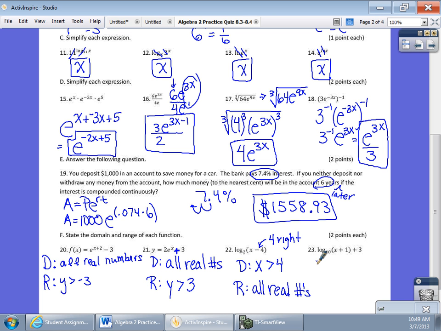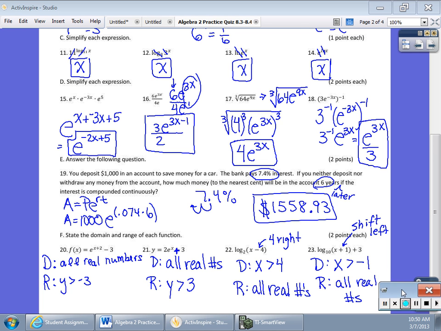All real numbers, and I'm just going to shorten numbers to be the number symbol. Over here, domain, since we're shifting left, adding on the inside shifts left, domain becomes x greater than negative 1, and then the range, once again, does not change, all real numbers. So I'm going to stop the video here, and I'm going to make a second part for the second page.